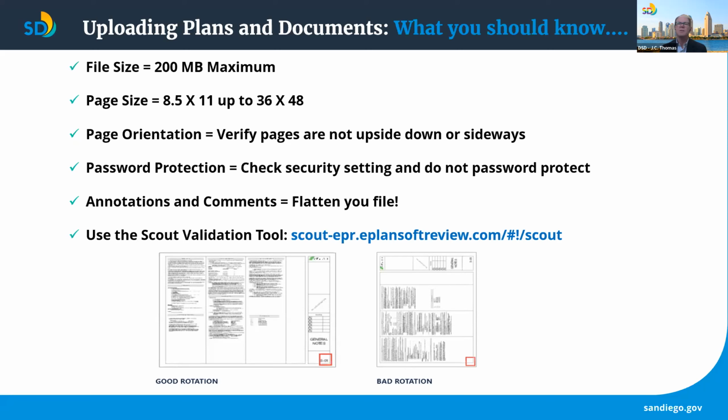And page size, 8.5 by 11 up to 36 by 48. Be very careful about that, because while some pages or sheets might be 8.5 by 11, for example, some of the documents that we require to be completed and submitted, your building construction plan should be a full set. So you always want to make sure that's the correct size.